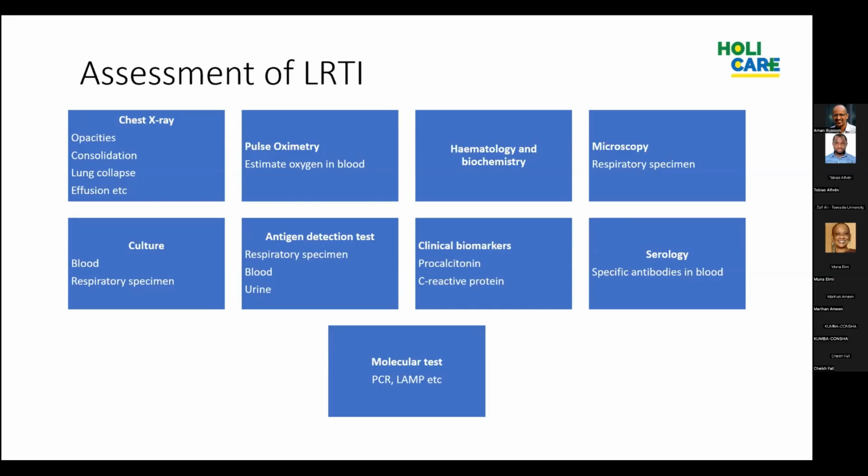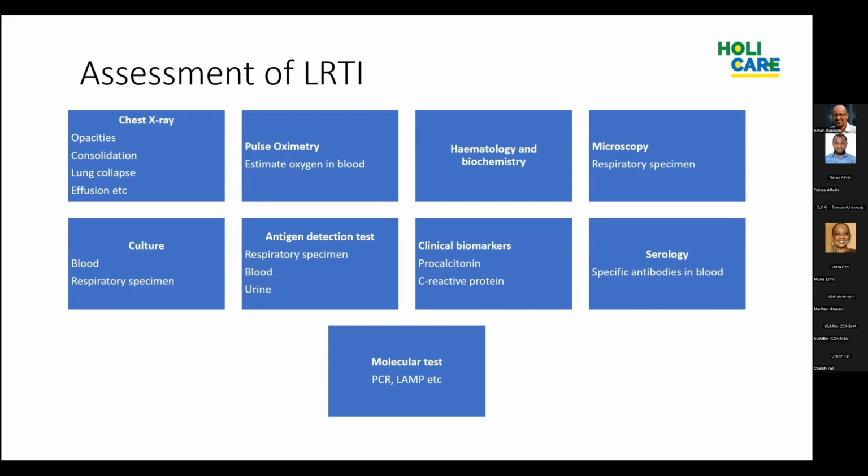Then we may also do hematology and biochemistry. These are again just proxy indicators, especially hematology, of whether it is a bacterial infection or a viral infection, depending on the findings. And then microscopy, mainly on respiratory specimen, but we shall see very soon the challenges of getting respiratory specimen. And then culture on blood or respiratory specimen. And then we may also do the specific antigen detection tests, which are the rapid diagnostic tests. This could be on respiratory specimen, on blood, or urine.